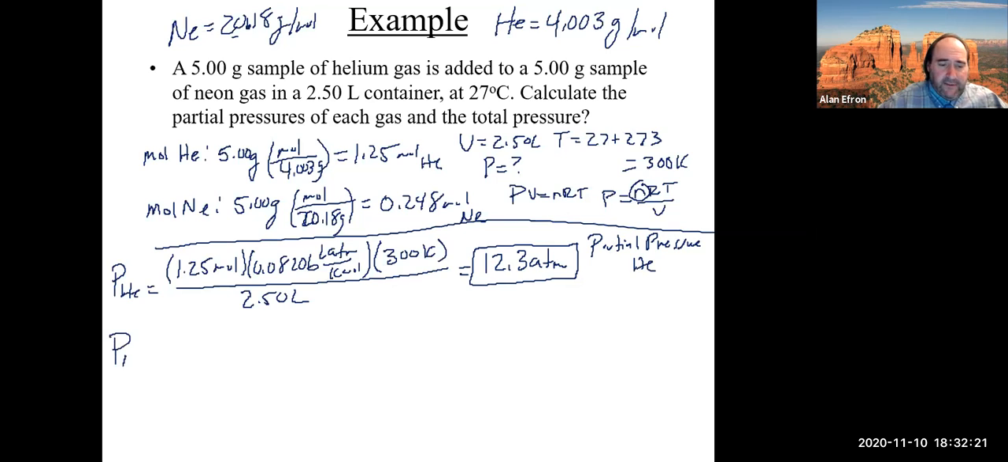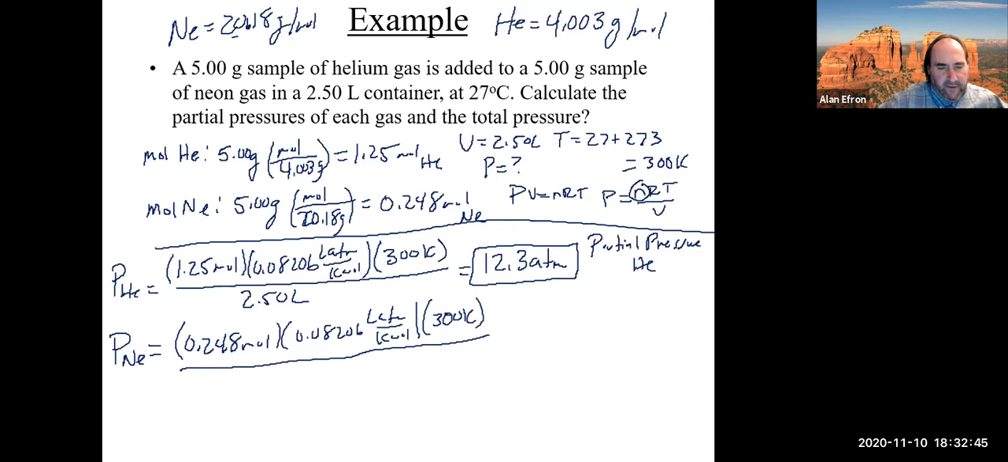Now, for neon, we're essentially going to do the identical calculation. The only difference is we're going to use the moles of neon in this case, and that would be 0.248 times our R times our temperature and divided by our volume. Again, the same units are going to cancel out, leaving us just atmospheres. And it looks like we have 2.44 atmospheres. That would be our partial pressure of neon. Any questions on those two numbers?